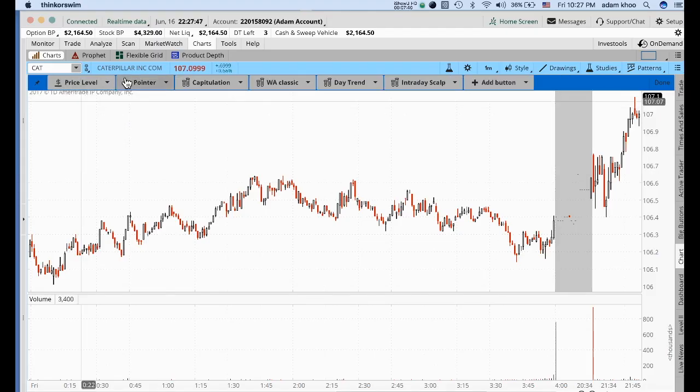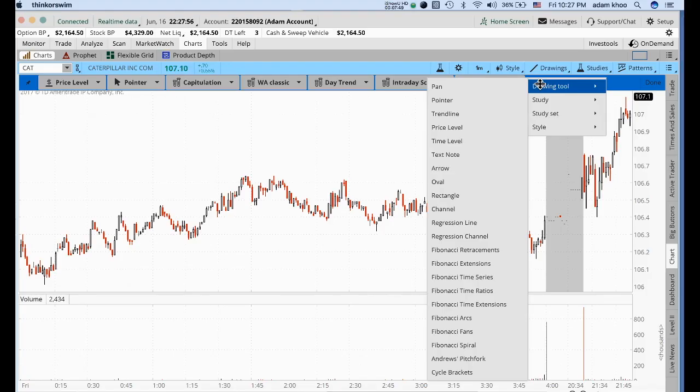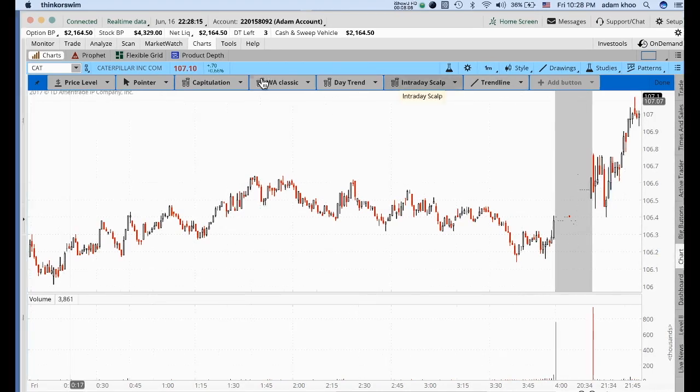There, it's gone. If I want to add it in again, I click add button, go to drawing tool, and trend line. When I choose trend line, this becomes my favorite button. It's like my favorite menu. Your button could be a drawing tool. It could also be a study set or an indicator set like capitulation, because I commonly use that strategy. For example, pointer as well.